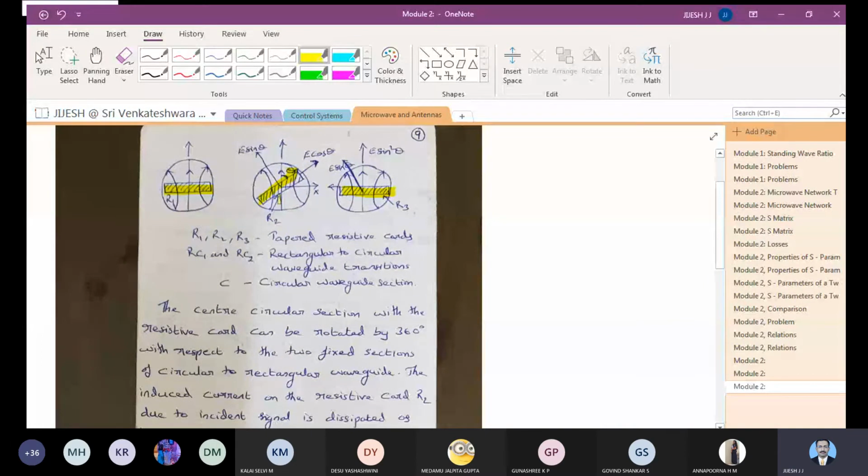So in the circular waveguide, when you have E sin theta and E cos theta, you can see that finally the component E cos theta gets eliminated, and you end up with E sin square theta. That is the final output which is going to be there. So all these things you have to write. Theta is the angle generated at the resistive card R2.